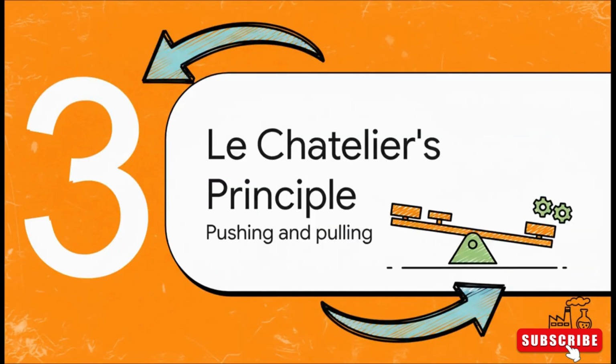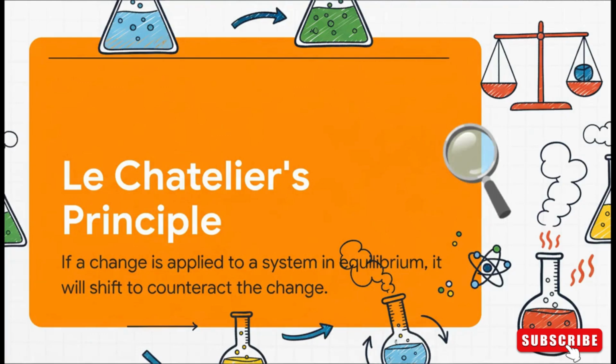Okay, so we've got our system in a nice, happy balance. But what happens if we mess with it? What if we change the conditions? This is where this really cool, really predictive idea called Le Chatelier's principle comes in. Think of it like this. The equilibrium system wants to stay balanced.